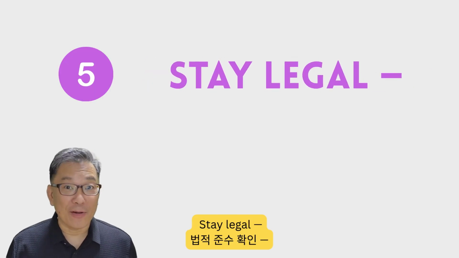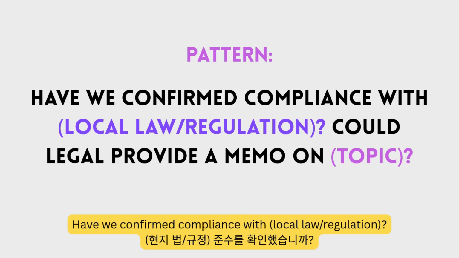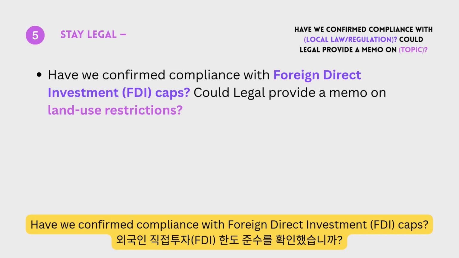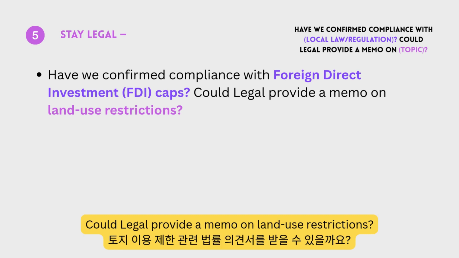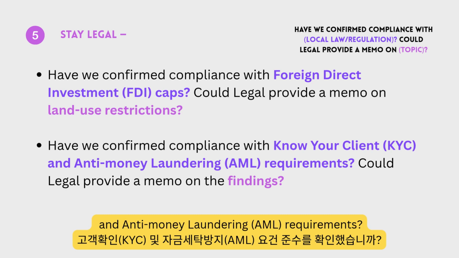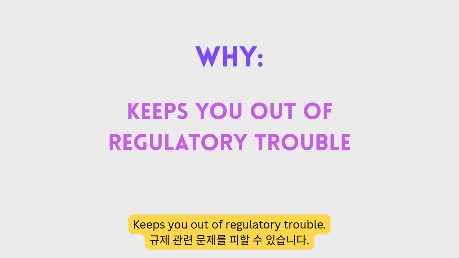5. Stay legal. Are we following all local laws and rules? Pattern: Have we confirmed compliance with local law, regulation? Could legal provide a memo on topic? Use the pattern like this. Have we confirmed compliance with foreign direct investment caps? Could legal provide a memo on land use restrictions? Have we confirmed compliance with Know Your Client and anti-money laundering requirements? Could legal provide a memo on the findings? Why? Keeps you out of regulatory trouble.